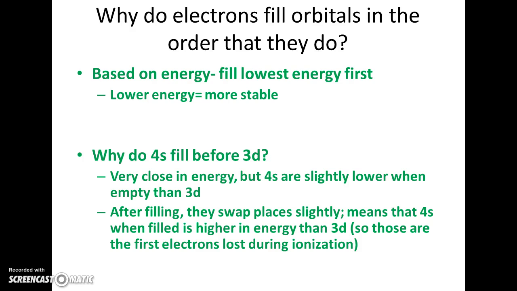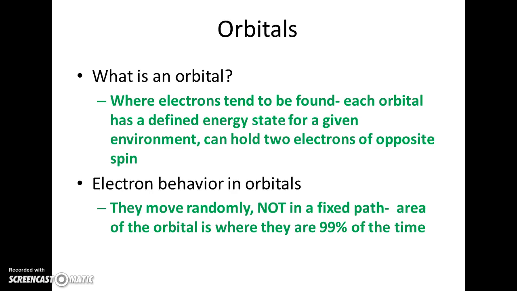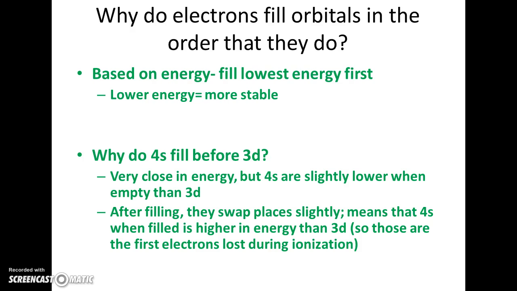Now, one thing that confuses people, if you look back to the periodic table, we notice that right after 4s, where we would think it would be 4d, we actually fill 3d orbitals. Okay? And the reason for that is that 4s and 3d are very close in energy, but when they're empty, the 4s orbitals are slightly lower in energy than the 3d orbitals. After they're full, however, the 4s orbitals are destabilized enough that they're slightly higher in energy than 3d. Okay, so that means that if we were to lose electrons from an atom, they would lose the 4s electrons before the 3d.